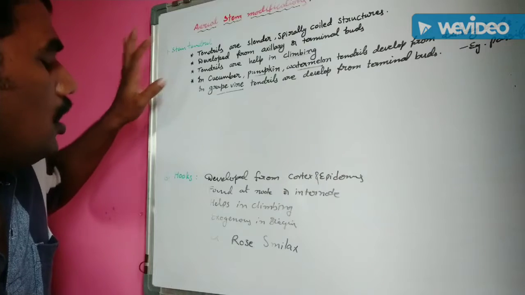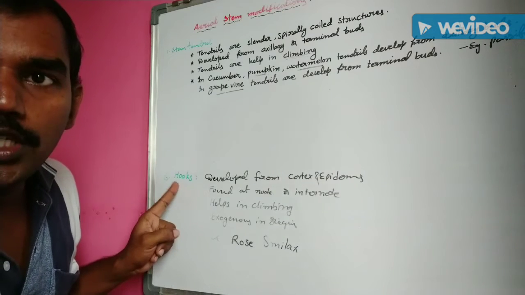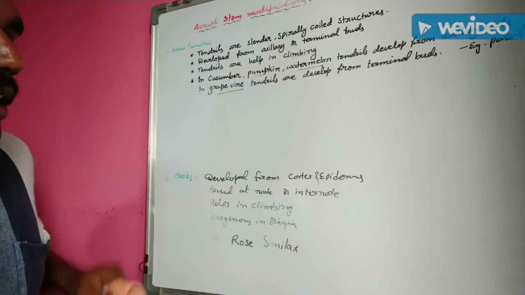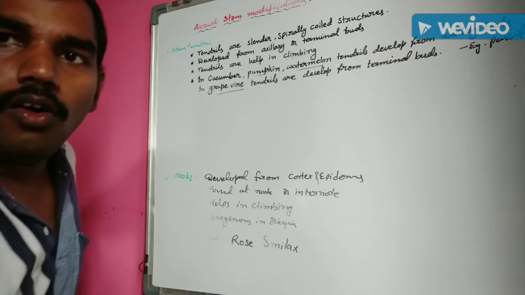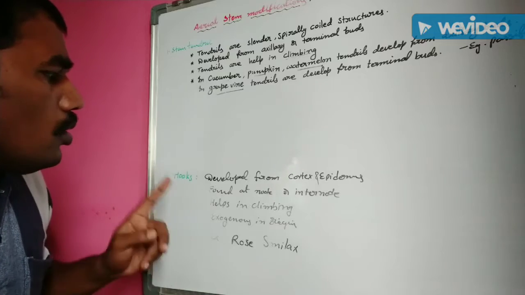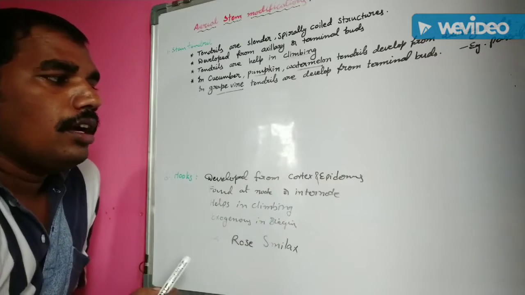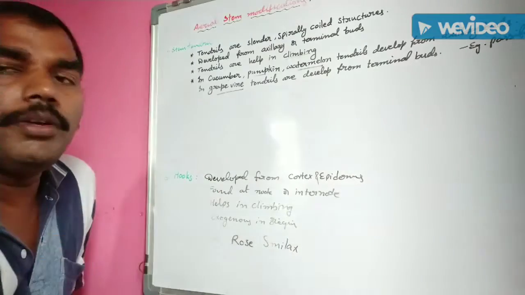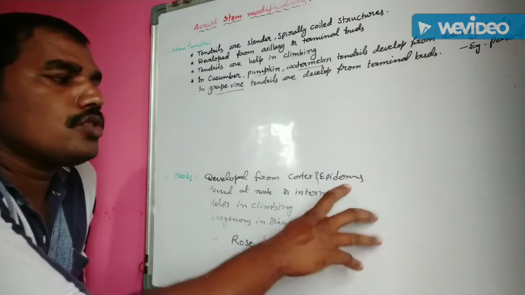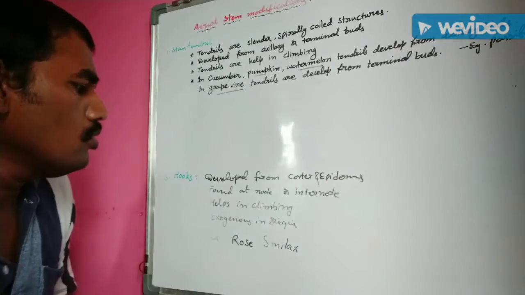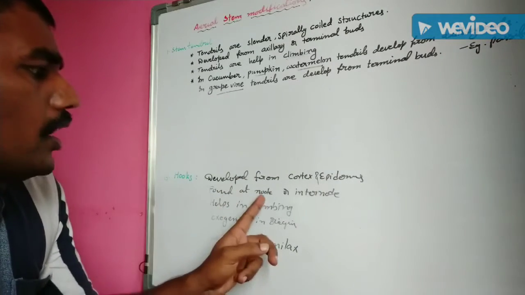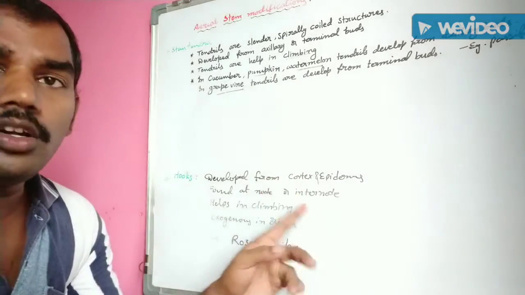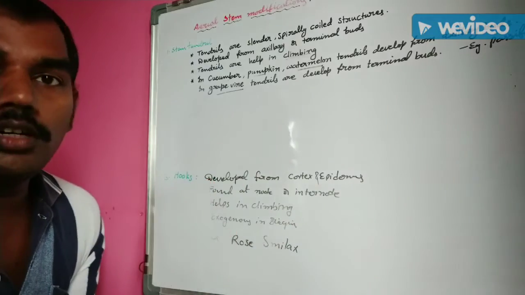Another type of aerial stem modification is hooks. These are also known as prickles or hooks. These hooks are mainly developed from the cortex, the internal structure of the stem, and the epidermis. They can develop from either the epidermis or the cortex. They are found at the nodal or internodal region. Nodal region or internodal region, these hooks are developed.